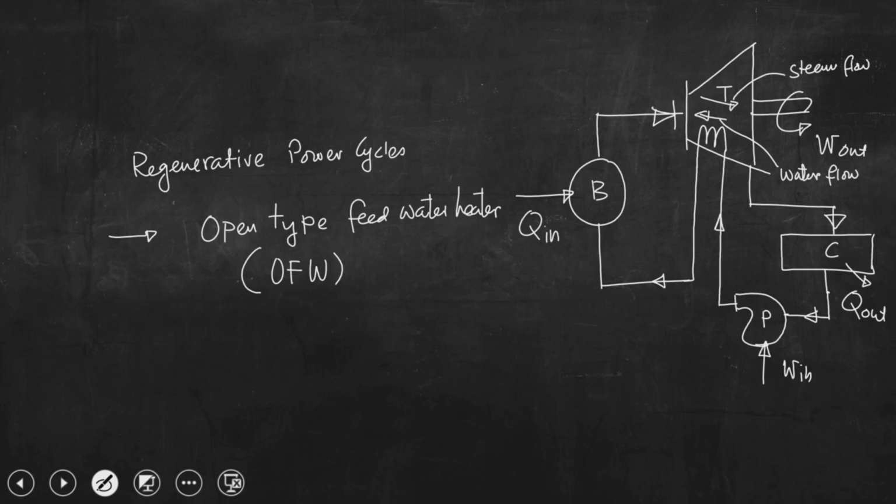In short, this is OFW. So, in this case, why open? Because extracted steam will be allowed to be directly mixed with the feed water which is taken from the pump before it goes into the boiler. So, these two streams will be allowed to mix so that the temperature of the feed water can be increased.